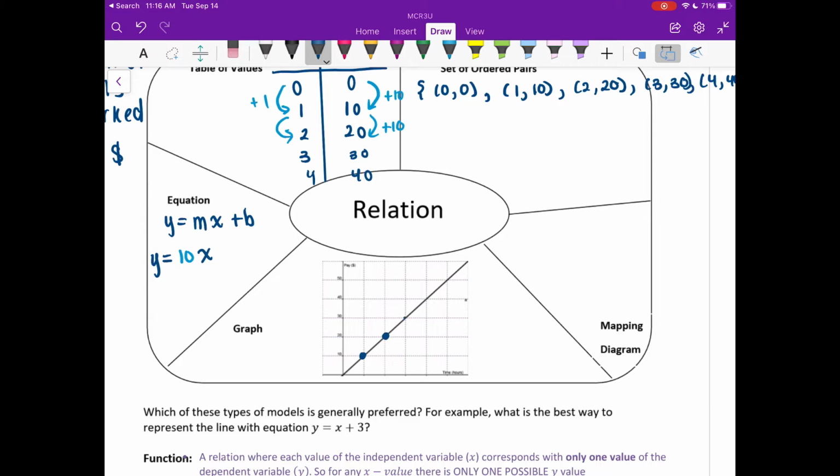Okay? And then I use my coordinates and make the graph, and I join the points together so that it gives me a linear function. You can see that right away.